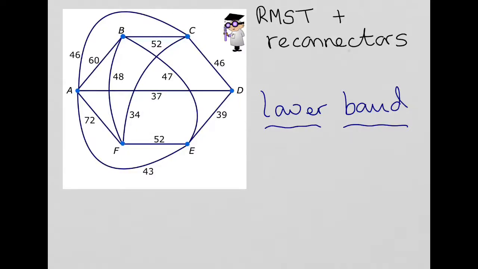Hi guys, I'm having a little play around with this again, and I'm doing this one for the benefit of Jamie and Georgia really, who weren't here for the session I did with Ben and Stephen in the last couple of days of term. This one is a way of finding a lower bound for the travelling salesperson problem. RMST stands for the residual minimum spanning tree, and the reconnectors is a kind of posh word for edges.